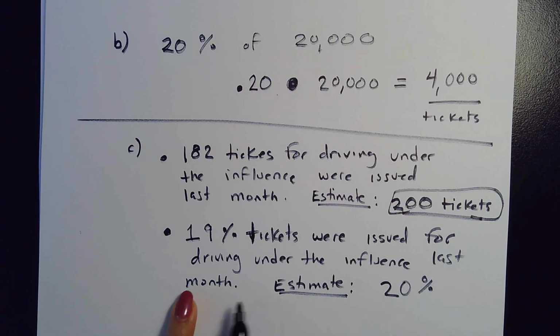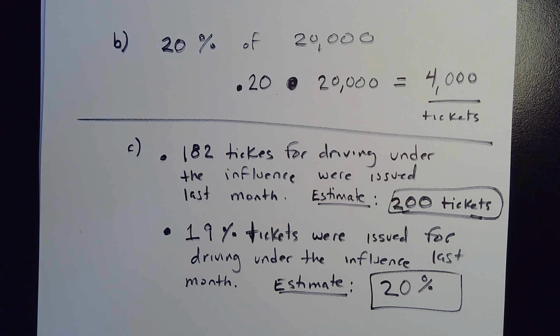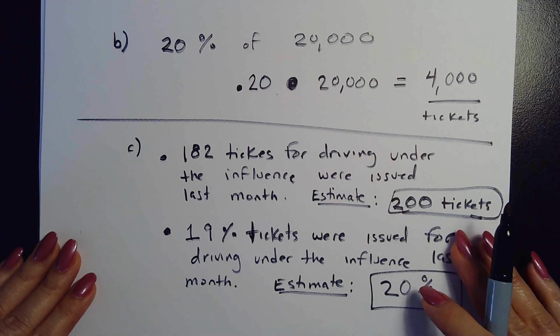We know it was for last year, but we're going to use the same percentages for the month. So we said, well, 90% were issued for driving under the influence last month based on the graph, but I'm going to estimate that to be 20%. And so how do I find then the total number of tickets issued last month? Because they want us to find the total based on these numbers.